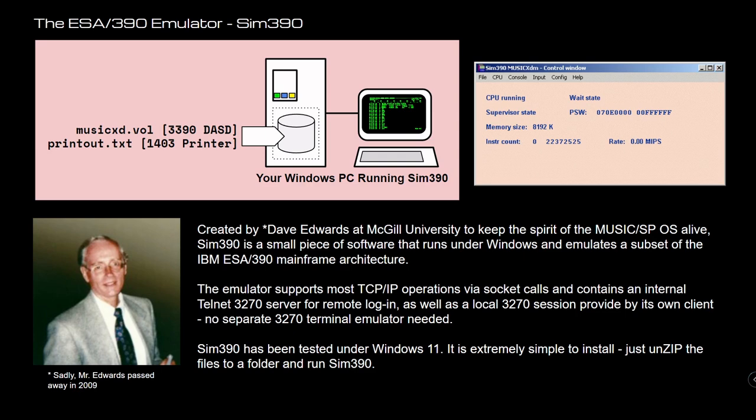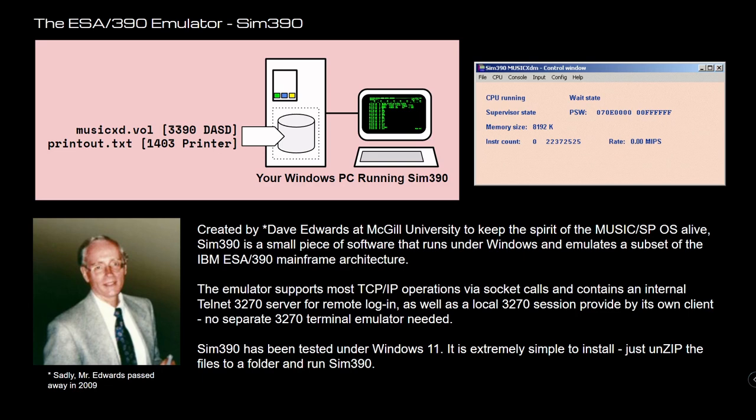I'm not an artist. We're going to emulate the 3390 DASD, the disk drive from that hardware, using just a little file on the PC called musicxd.vol. That is a volume. That is where all the stuff is stuffed together. And there's a way to actually look at it through the mainframe, through Music.